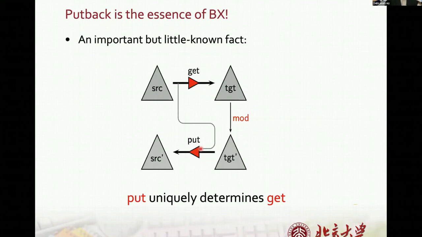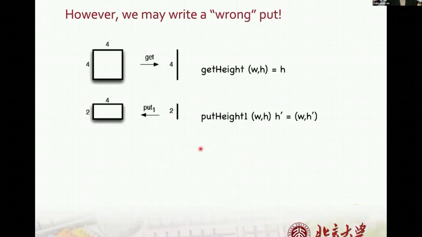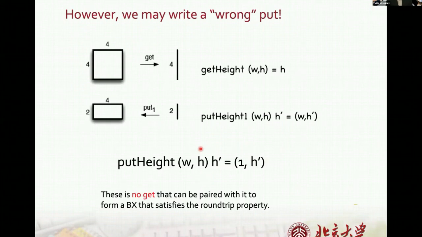But there is still one problem with putback. We can easily write a wrong put. This is one we have seen just now, the correct one. You have get, just to return the height. And when we make some change, I just reflect the height change over the original rectangle, just to change the height. But if you define it another way, this is actually a wrong way.